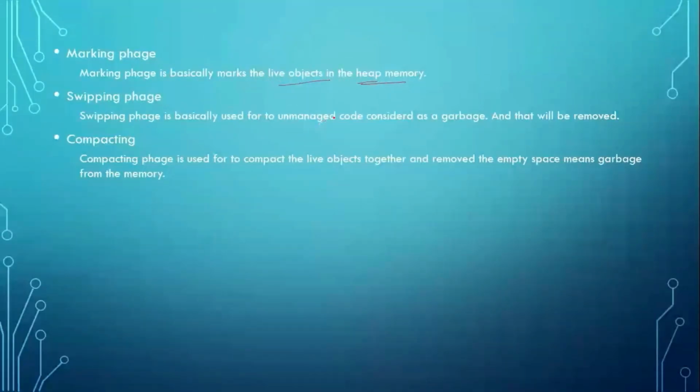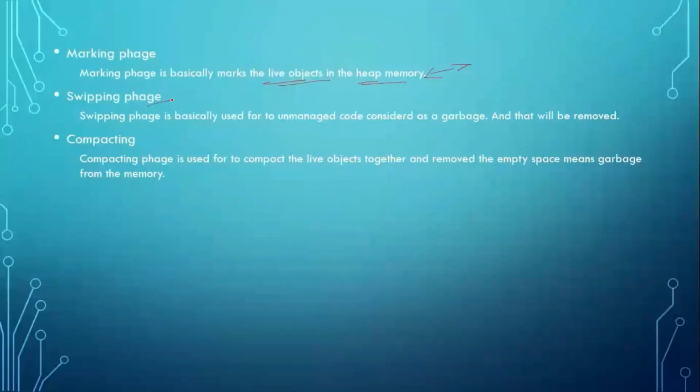Whatever live objects are created and currently being used in the processes, or you can say the application is running and those objects are live, those objects are marked as live objects in the marking phase, and only these objects are kept in the memory.